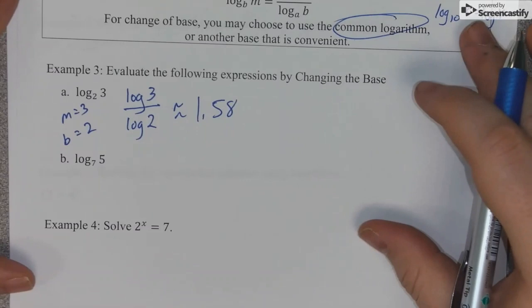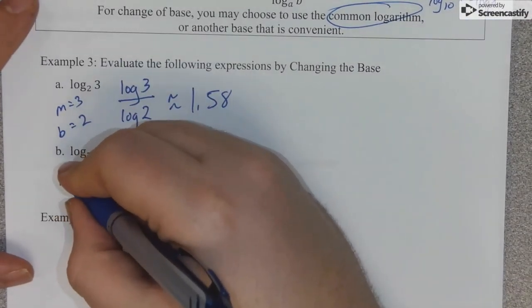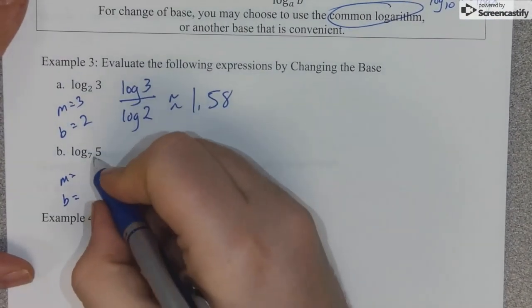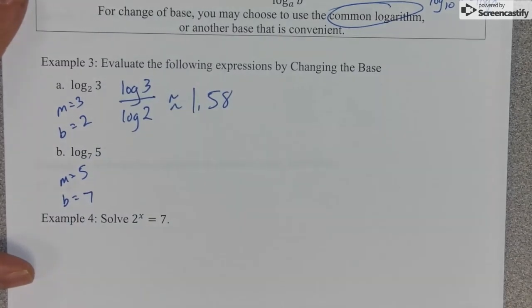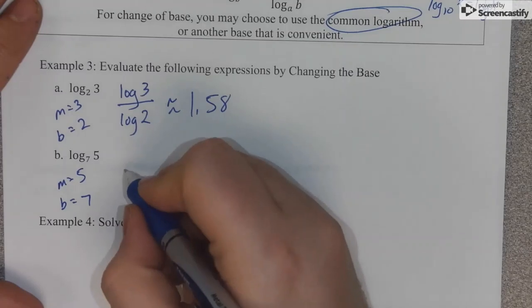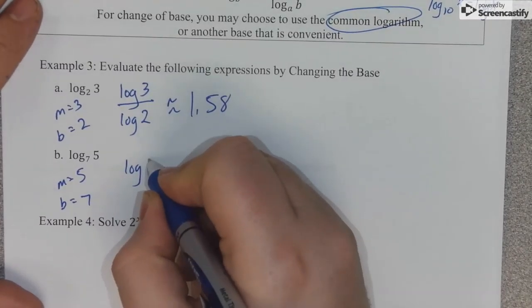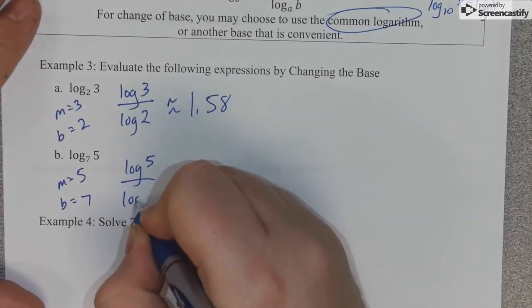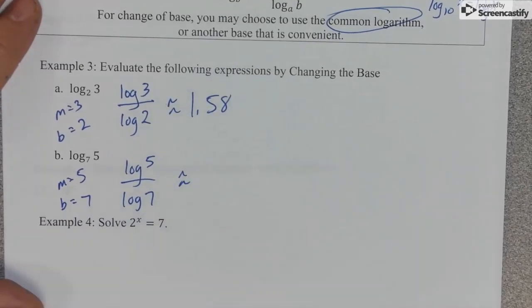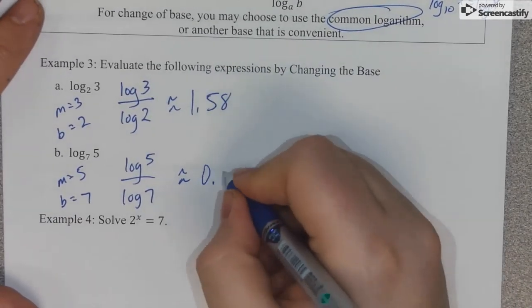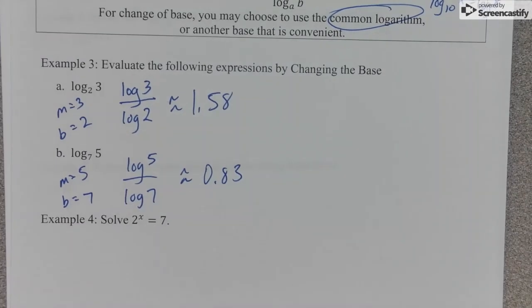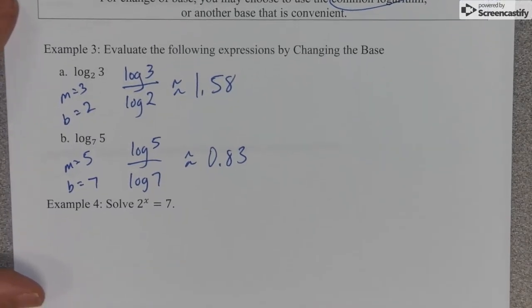Do the same thing for part B. Identify your m and your b. So in this case, m is 5 and b is 7. We're going to use the common logarithm again. So log of 5 divided by the log of 7. And if you plug that into your calculator, you get approximately 0.83. So it's pretty straightforward doing that. I think using the common logarithm is going to be easiest. So if you stick to that, you should be just fine.